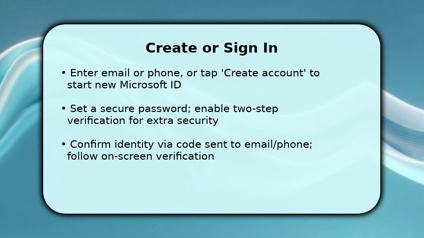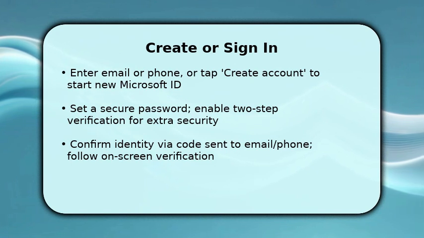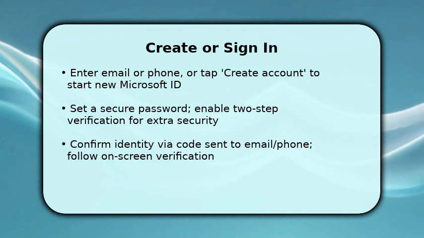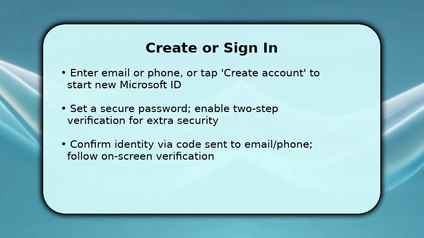Once you submit credentials, Microsoft often sends a verification code to your phone or alternate email. Enter that code on the screen to confirm your identity. After verification, Windows will offer to sync settings. Finish by choosing Privacy and Sync settings.